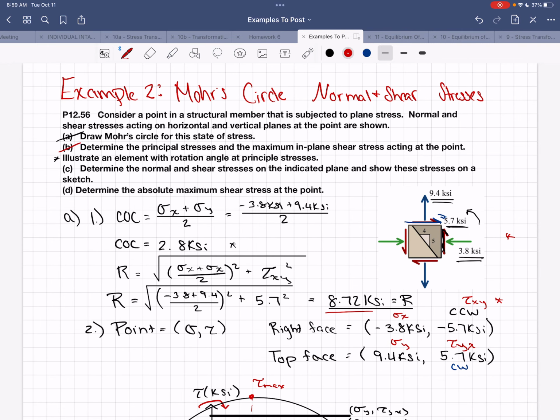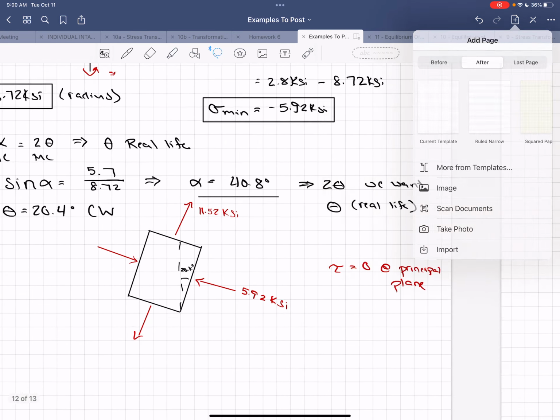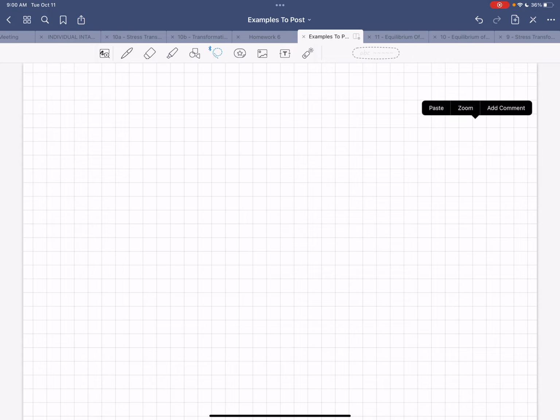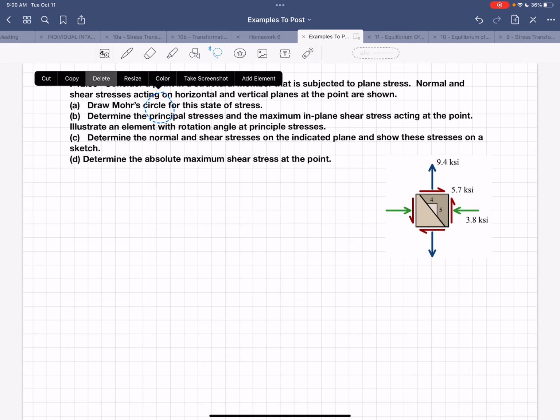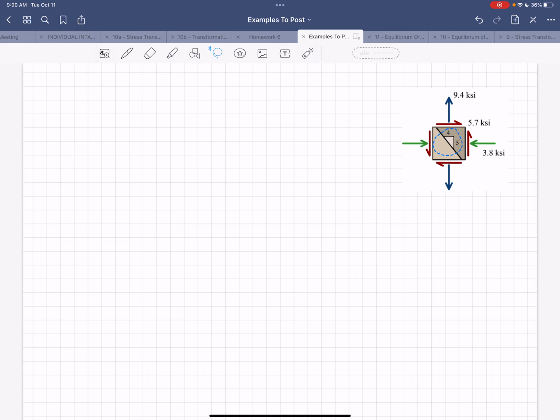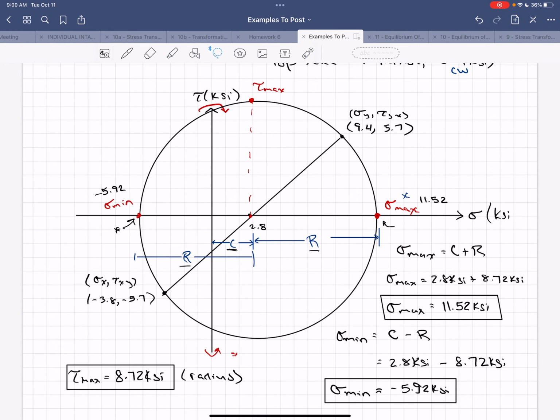Okay, so now part C is to determine the normal and shear stresses on the indicated plane and show these stresses on a sketch. Okay, so we're going to bring this over to a place we can work. These take up a lot of paper space. Okay. We'll delete that. Bring this up here, and then we're going to grab that Mohr's circle again because we'll need that.